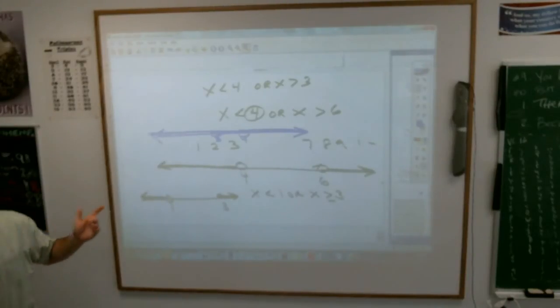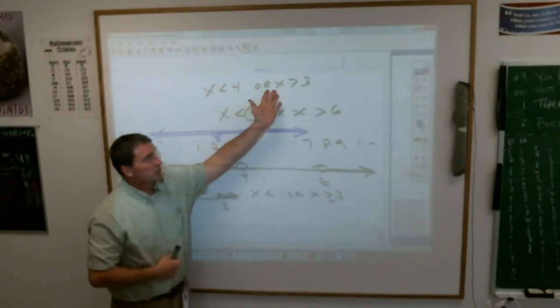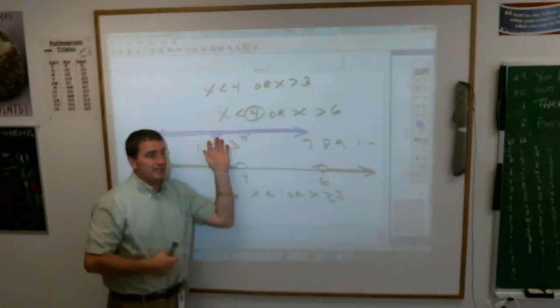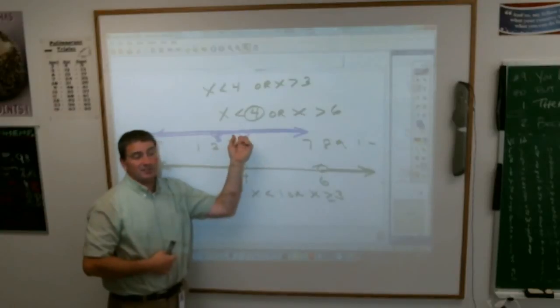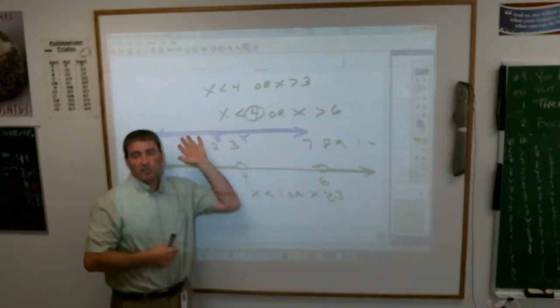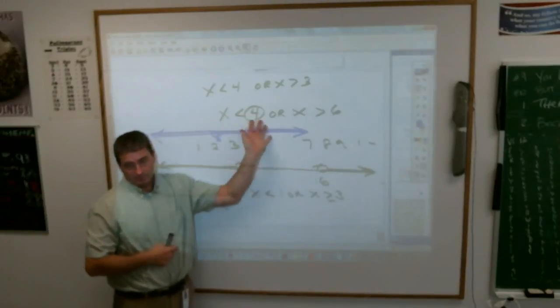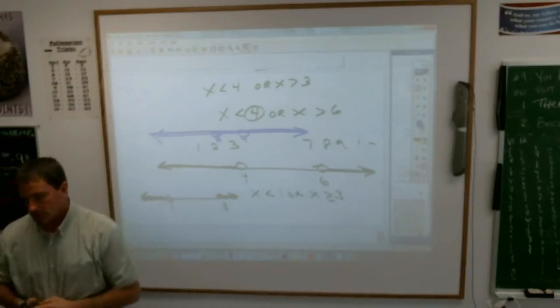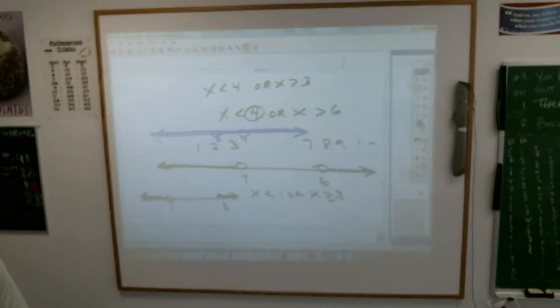Every number is less than 4 or greater than 3, because it's an or. Any number greater than 3 means starting at 3, any number bigger than it. Any number less than 4 starts at 4 and goes less. It's not the colored in middle, it's all numbers everywhere that fit that. Yes, that's it. We're so clever.